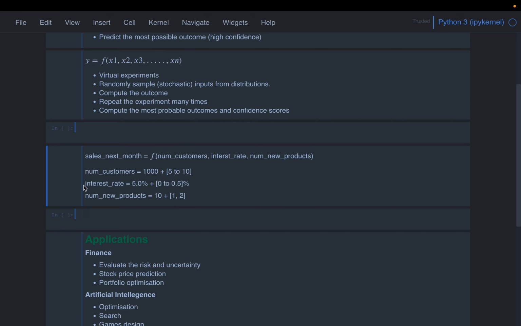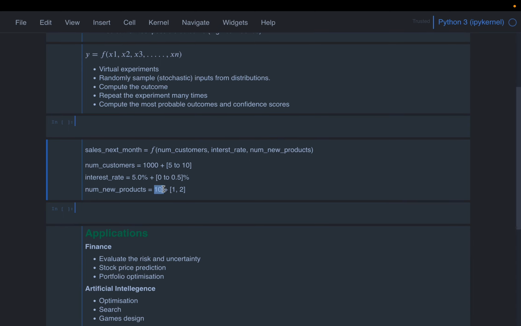Now similarly, the interest rate. Let's say the current month interest rate is 5%. The government might increase the interest rate next month by, let's say, 0.5 points. It may increase, it may not increase. But let's say we are 75% confident that they don't increase, but there is a 25% chance that they will increase by 0.5 points. So our second variable, interest rate, can be either 5 with probability 75%, or it can be 5.5 with probability 25%.